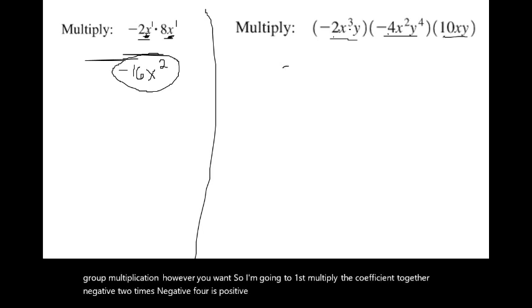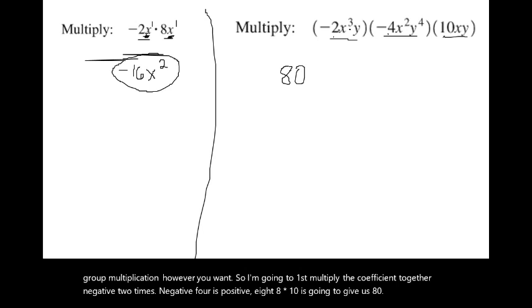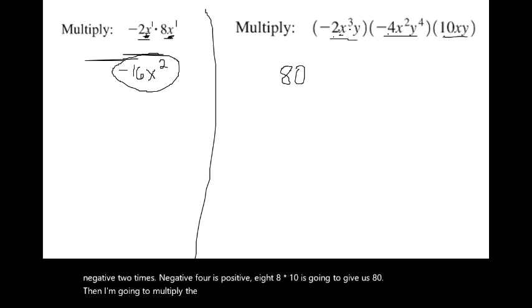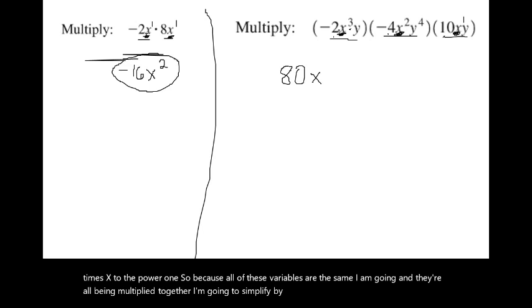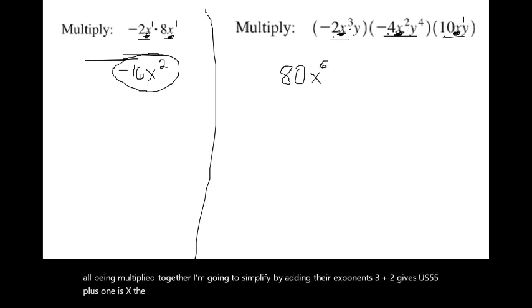8 times 10 is going to give us 80. Then I'm going to multiply the x's together. So I have x to the power 3 times x to the power 2 times x to the power 1. Because all of these variables are the same, and they're all being multiplied together, I'm going to simplify by adding their exponents. So 3 plus 2 gives us 5. 5 plus 1 is x to the power 6.